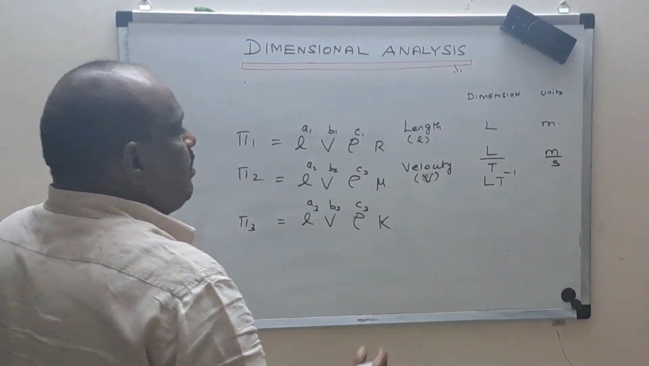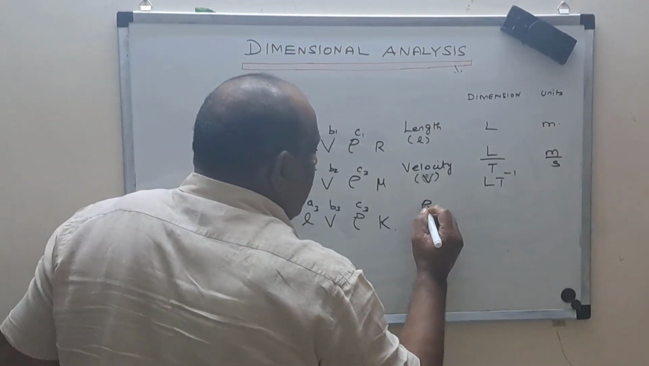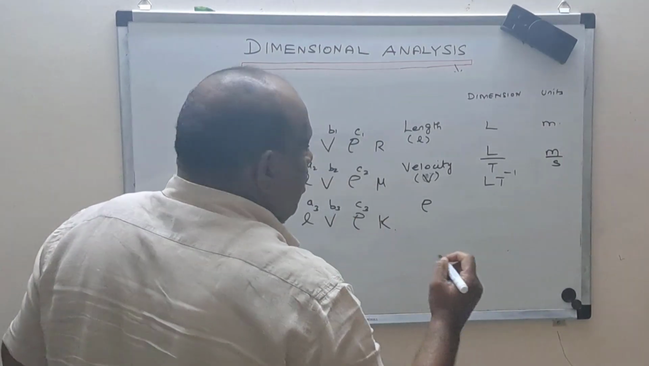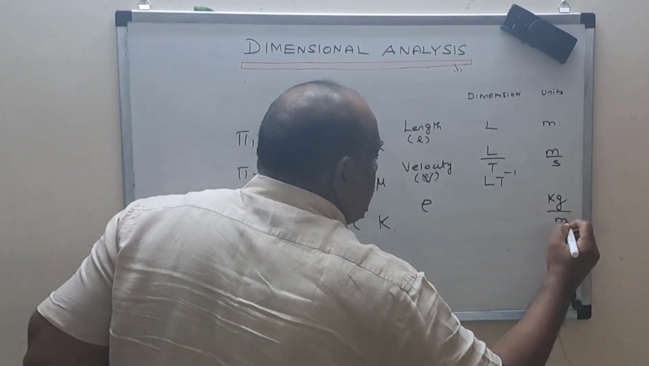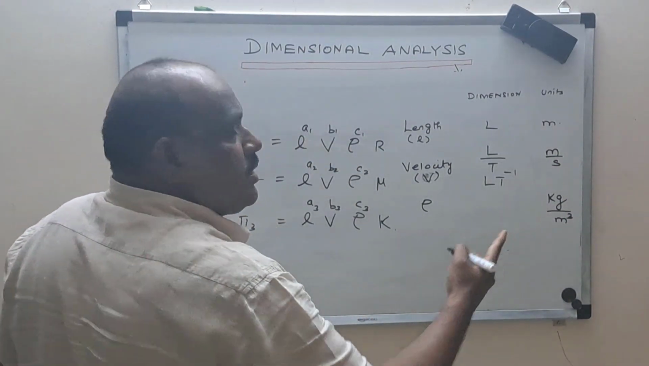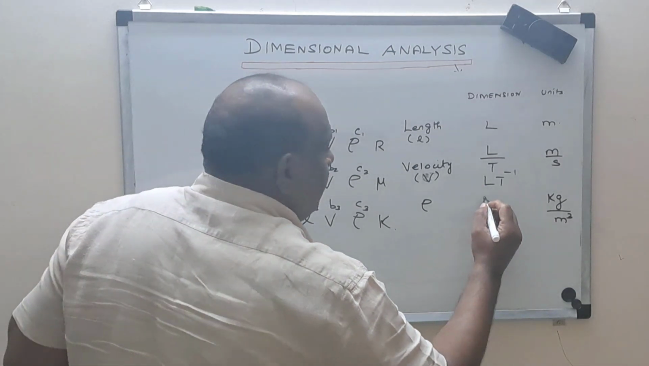Now let us come to density. Rho is nothing but density. What is the unit of density? Mass by volume. Mass is kg, volume is meter cube. So what is mass? Mass is nothing but M.